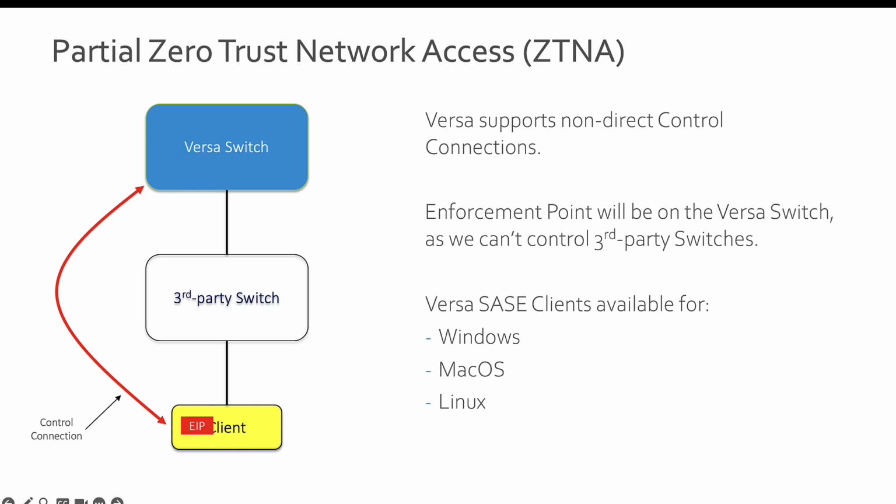So all the information about the client connections, about the encryption on the hard drive, about the processes running, about everything that is happening on the client can be periodically sent to the Versa switch. And also certain parameters such as the most important, such as firewall configuration and others, can be passed in the real time as soon as their behavior changes. But the limitation in this case is that enforcement point is still going to be on the Versa switch, as we cannot control the third-party switches. So the closer your client is located to the Versa switch, the more secure is your environment.